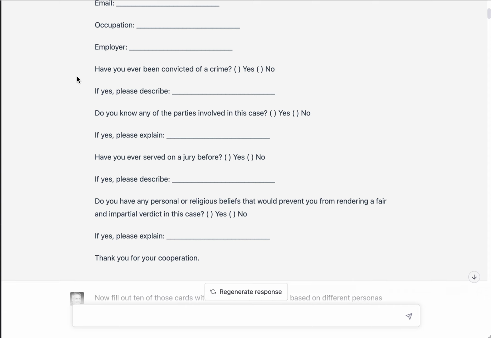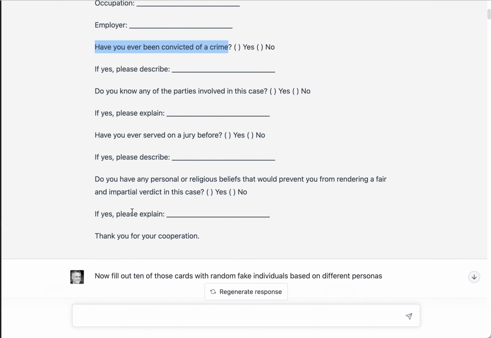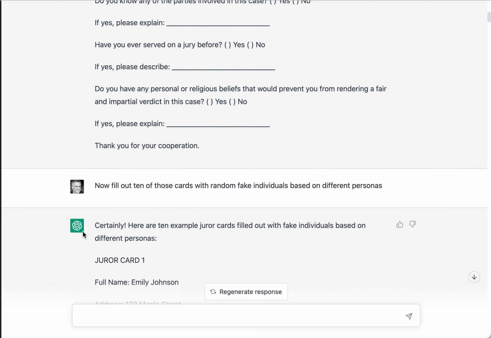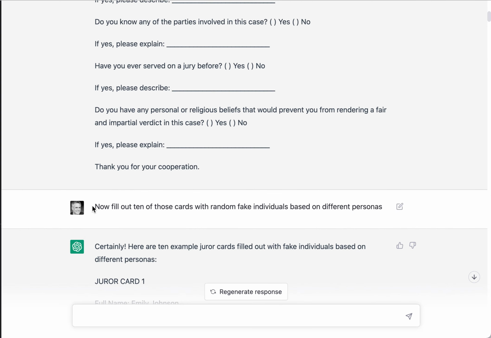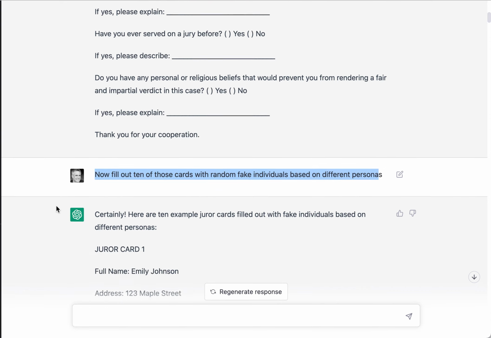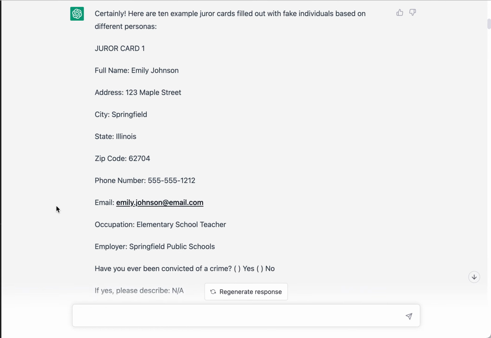And you can see mostly the information you see here. Have you ever been convicted of a crime? Do you know of any parties involved in this case? Have you ever served on a jury before? So I would imagine some of these things would change depending on the type of the case. Then what I did is I said, now fill out 10 of these cards with fake individuals based on different personas. And GPT does a great job of that.